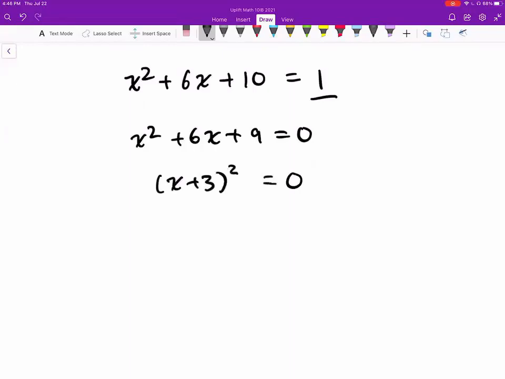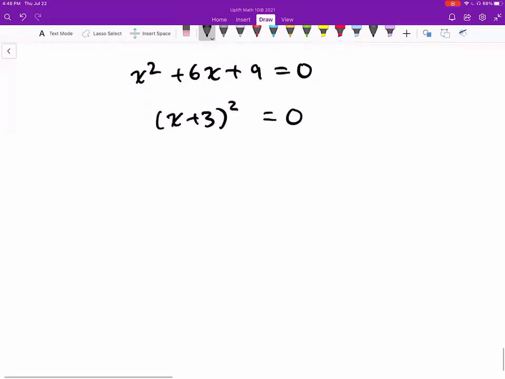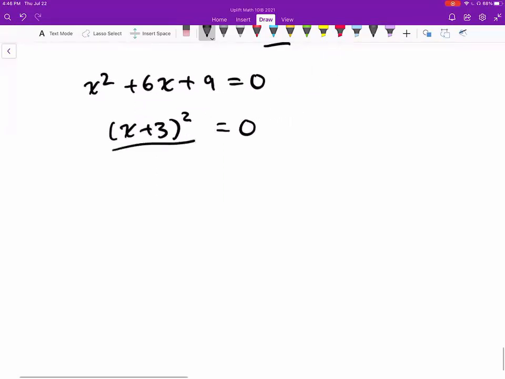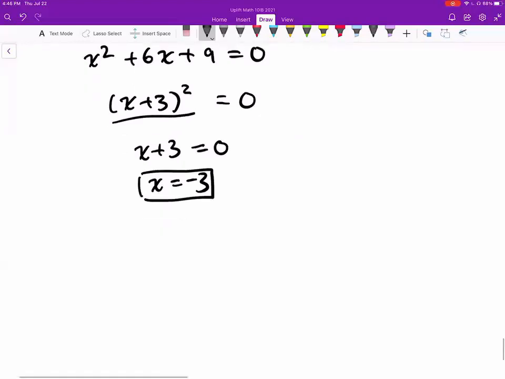Now this is the tricky part. For this left hand side to be 0, x plus 3 must be 0, because only 0 times itself is equal to 0. So x plus 3 is 0. So x is -3. This is the only solution to this problem.